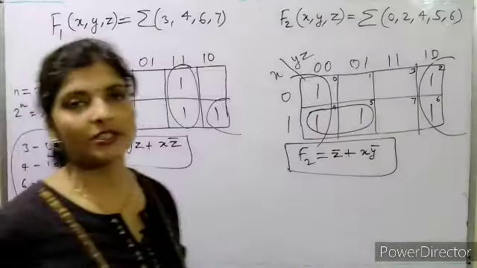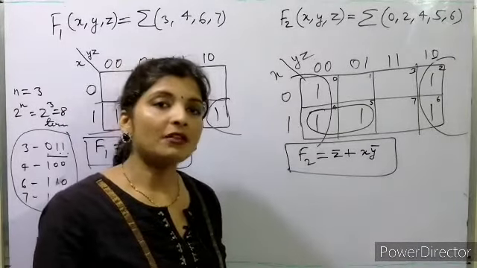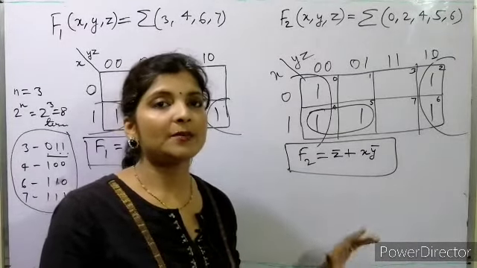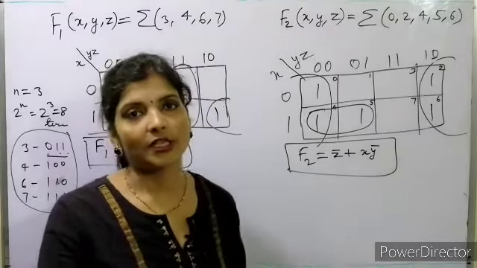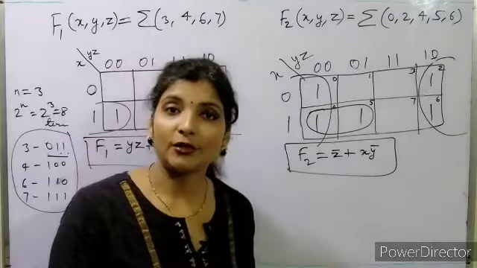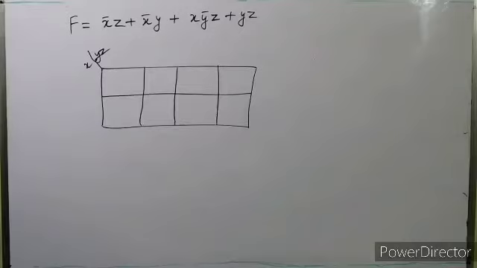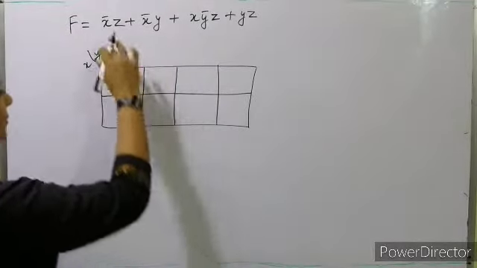Okay, Boolean functions were given. So what we have done is simplification, minimization of Boolean function. That we have done by using K-map. Okay, so one different kind of problem we have taken.